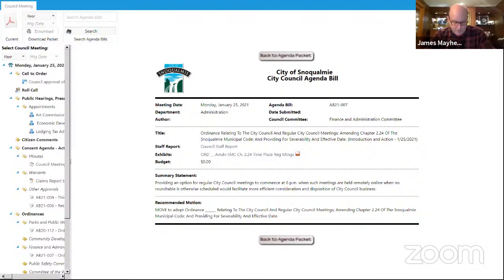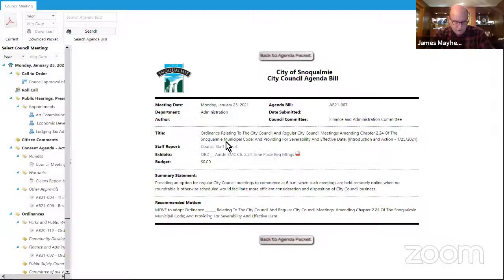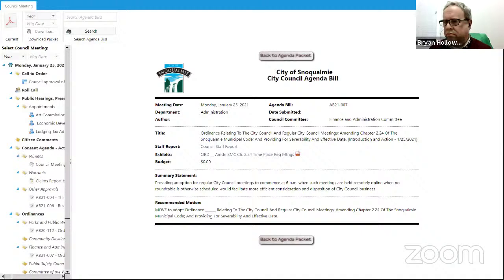Providing an option for regular City Council meetings to commence at 6 p.m. when such meetings are held remotely online, when no roundtable is otherwise scheduled, would facilitate more efficient consideration and disposition of City Council business. Move to adopt ordinance 1245, relating to the City Council and regular City Council meetings, amending Chapter 2.24 of the Snoqualmie Municipal Code and providing for severability and effective date. Second. We have a motion and a second to approve ordinance 1245 as was stated by Councilman Mayhew.